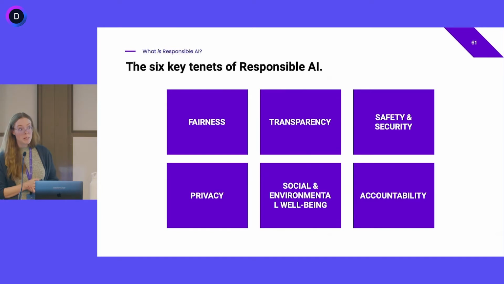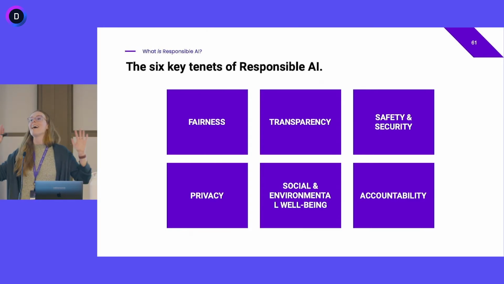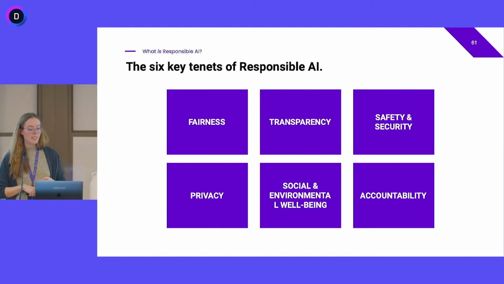So what is responsible AI? Well, the good news is that there is a fair amount of consensus on the high-level definition, the high-level features or characteristics, what I'm calling tenets here, of a responsible AI system. At a high level, a responsible AI system is fair, transparent, safe and secure, privacy-preserving, does not inflict a lot of social or environmental harm, and has the right accountability structures in place.